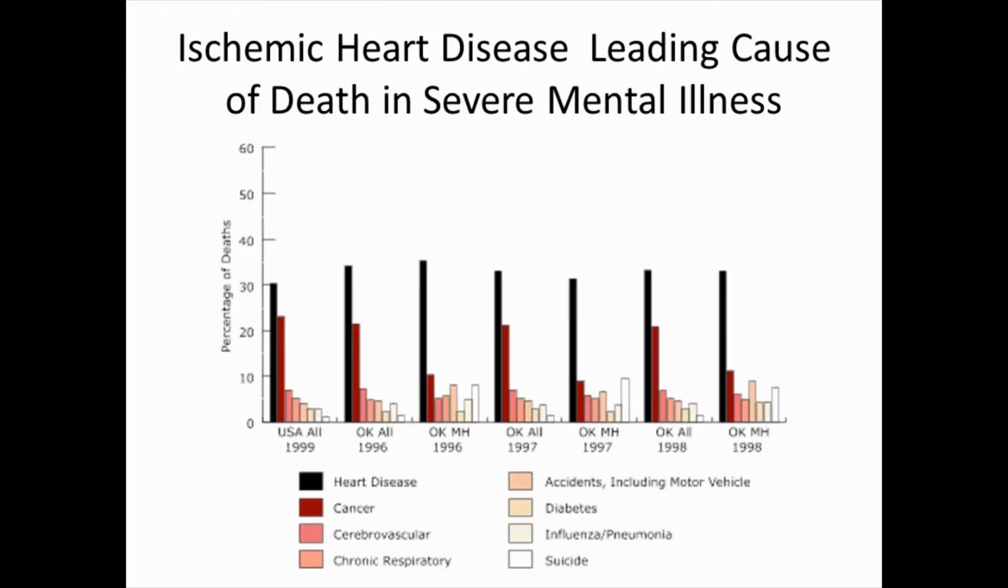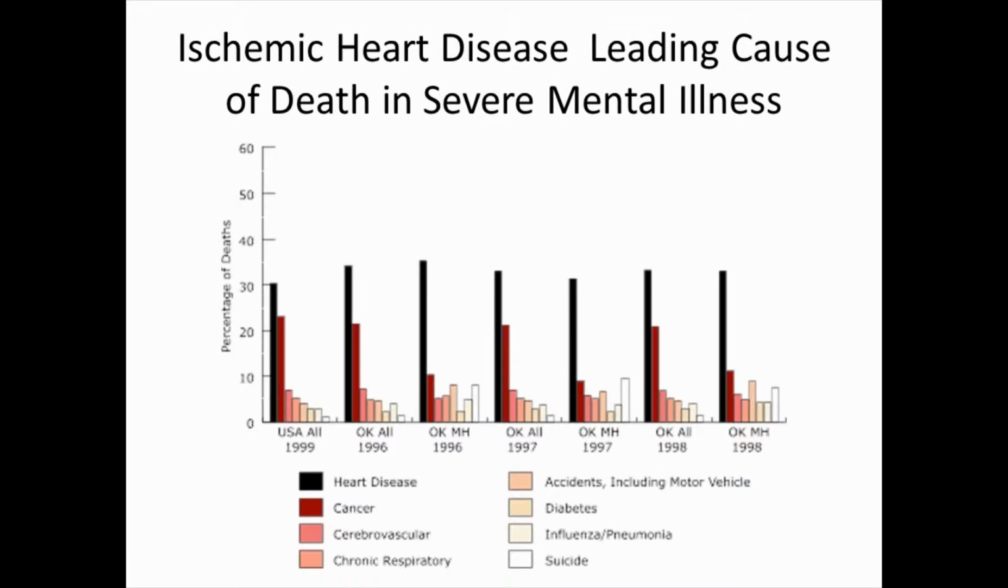It's very well known that ischemic heart disease is the leading cause of death in patients with severe mental illness. This slide aims to highlight that patients who have severe mental illness die of very similar causes as patients without severe mental illness, except they die 10 to 20 years earlier. The left-hand set of columns represents the United States population. The right-hand columns represents patients with severe mental illness.